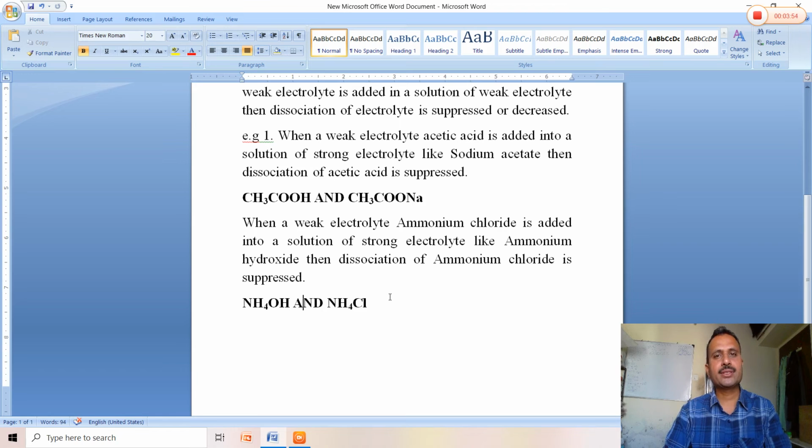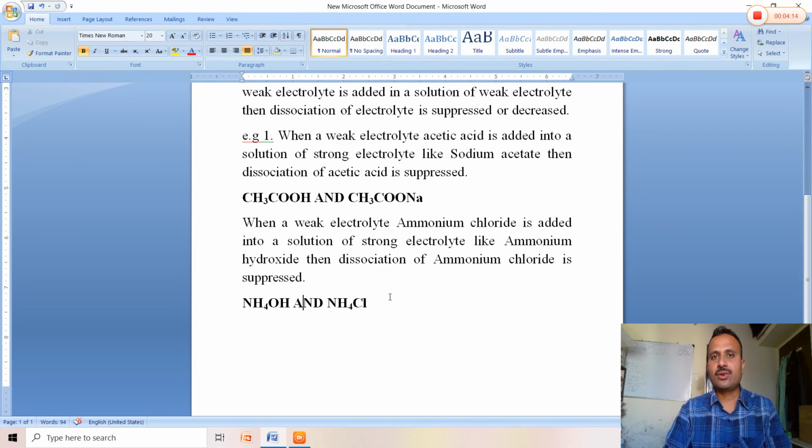Now why does this happen? Common ion effect has a practical importance because it gives a common method for the analysis of mixtures. So we can easily verify inorganic compounds with the help of the common ion effect. So that is the application of common ion effect.